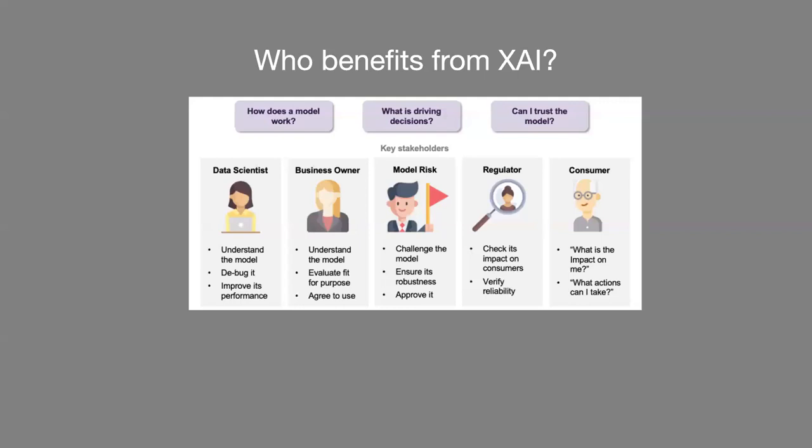Let's now turn to, again, who benefits from explainability. And this is a range of possible stakeholders. This could be anyone like you and me, a data scientist who's trying to understand the model, debug it, and improve the performance. You could have a business owner who's trying to understand and see its fit for purpose. In banks and other organizations, you have model risk analysts who look to challenge the model and approve it. You could have a regulator who's checking the impact of this algorithm on the consumers, and then you have the consumers themselves who are assessing things like, what's the impact on me? How can I change the decision that was taken on my behalf? Okay.